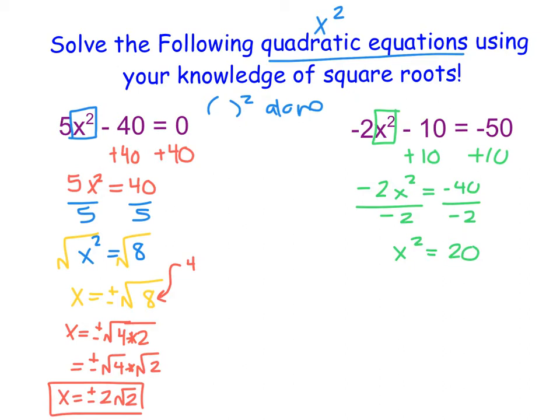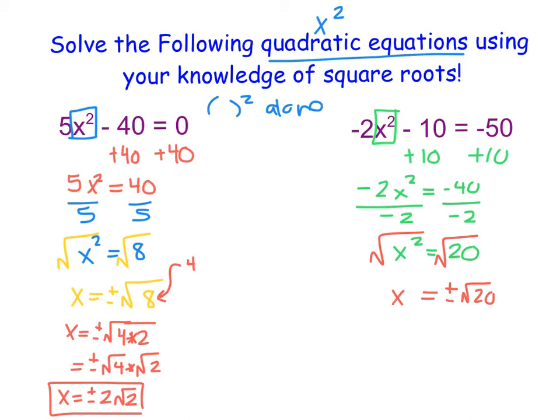Now at this point, I need to get my x value by itself. In order to undo a squared, I need to square root both sides. Now when I square root a square, I know that there's two possible answers. So I know I'm going to have plus or minus the square root of 20 as my answer.